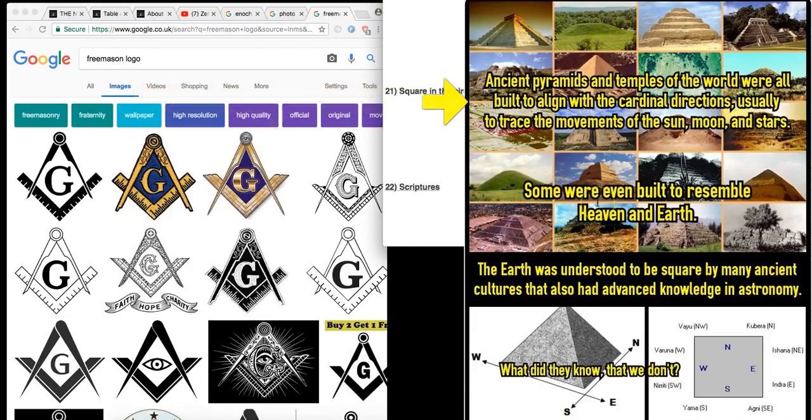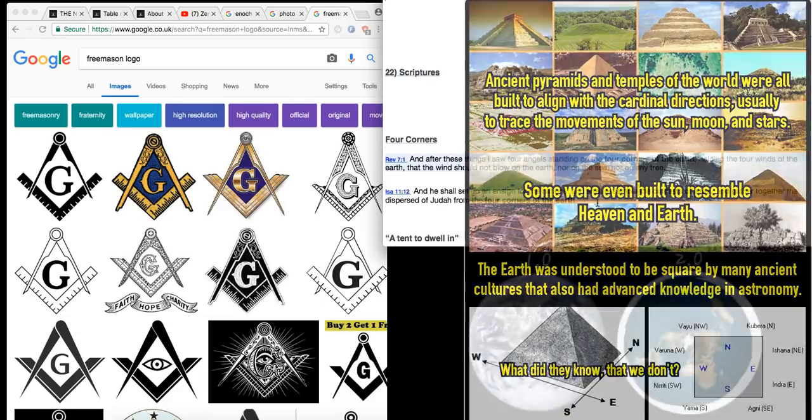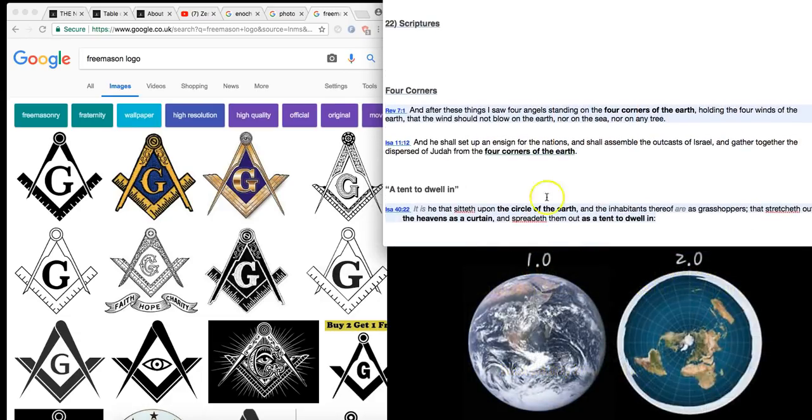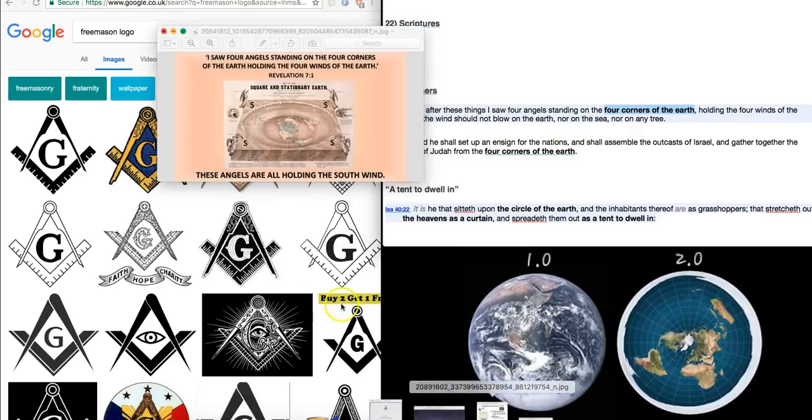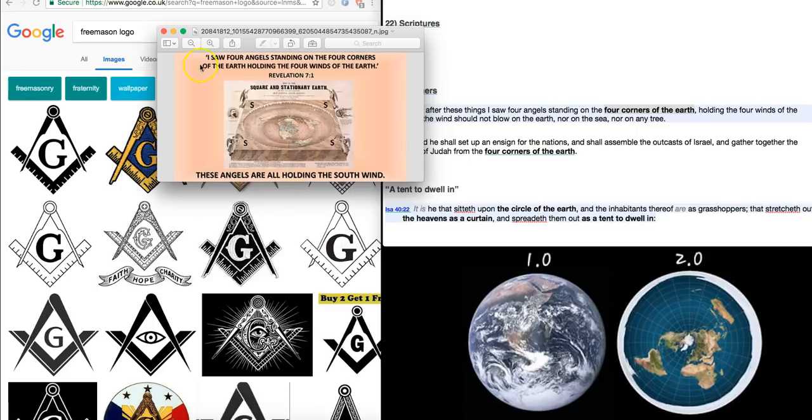I'll get into the shape a bit more later, but if we look at scriptures, in Revelation 7:11, we see, "And after these things I saw 4 angels standing on the 4 corners of the earth." So the earth has 4 corners. Isaiah 11:12 also talks about 4 corners of the earth. A model that we're often given is something like this, with the 4 angels standing on the 4 corners of the earth, holding the 4 winds of the earth.